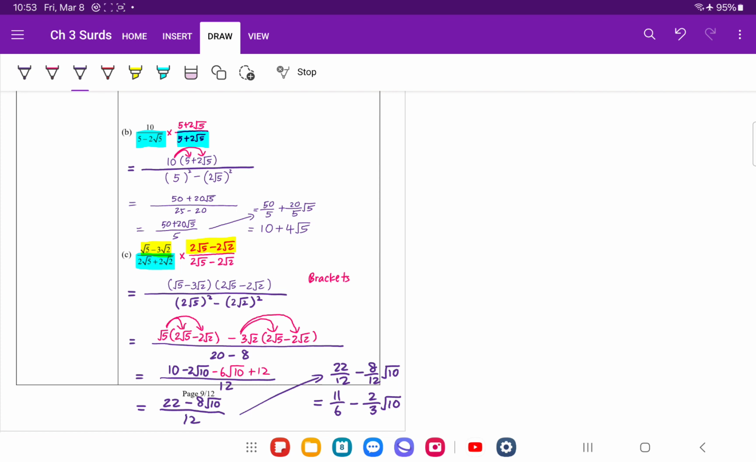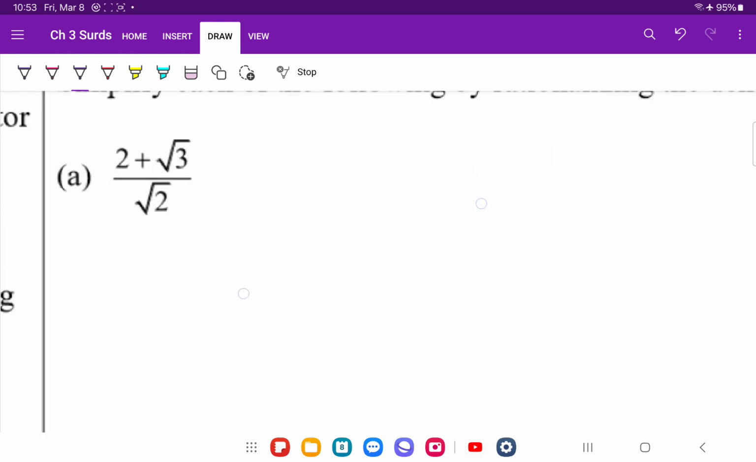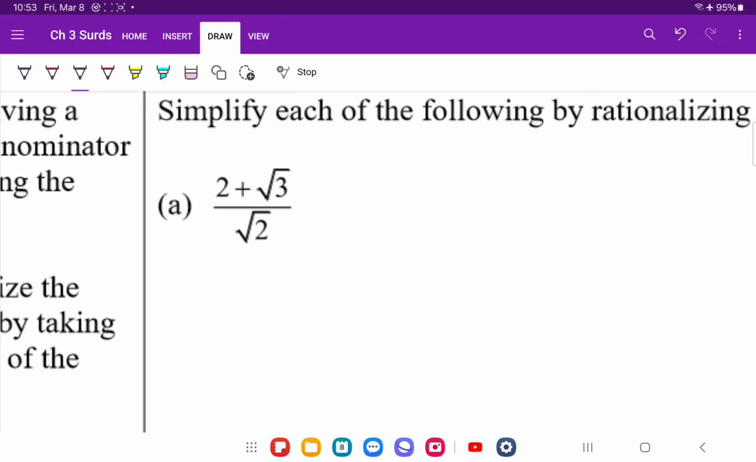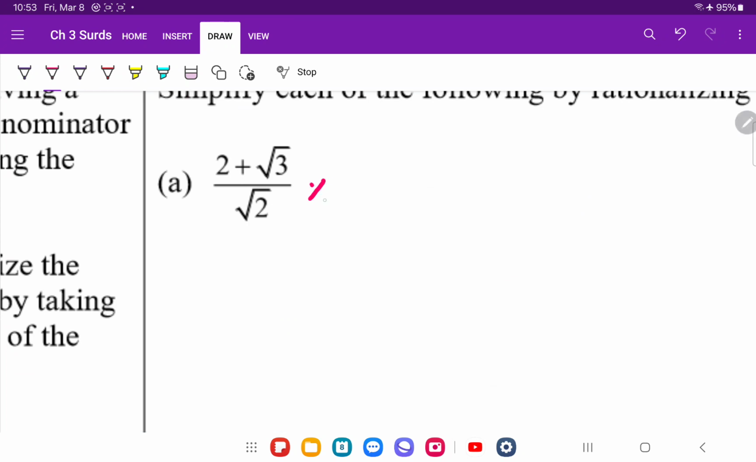Okay, everybody, if you are confused, look at the first question. The first question is the same as the easiest question on the previous page. Okay? What you must choose is times one whole. Look at the denominator. Always focus on the denominator. Choose the same square root 2.